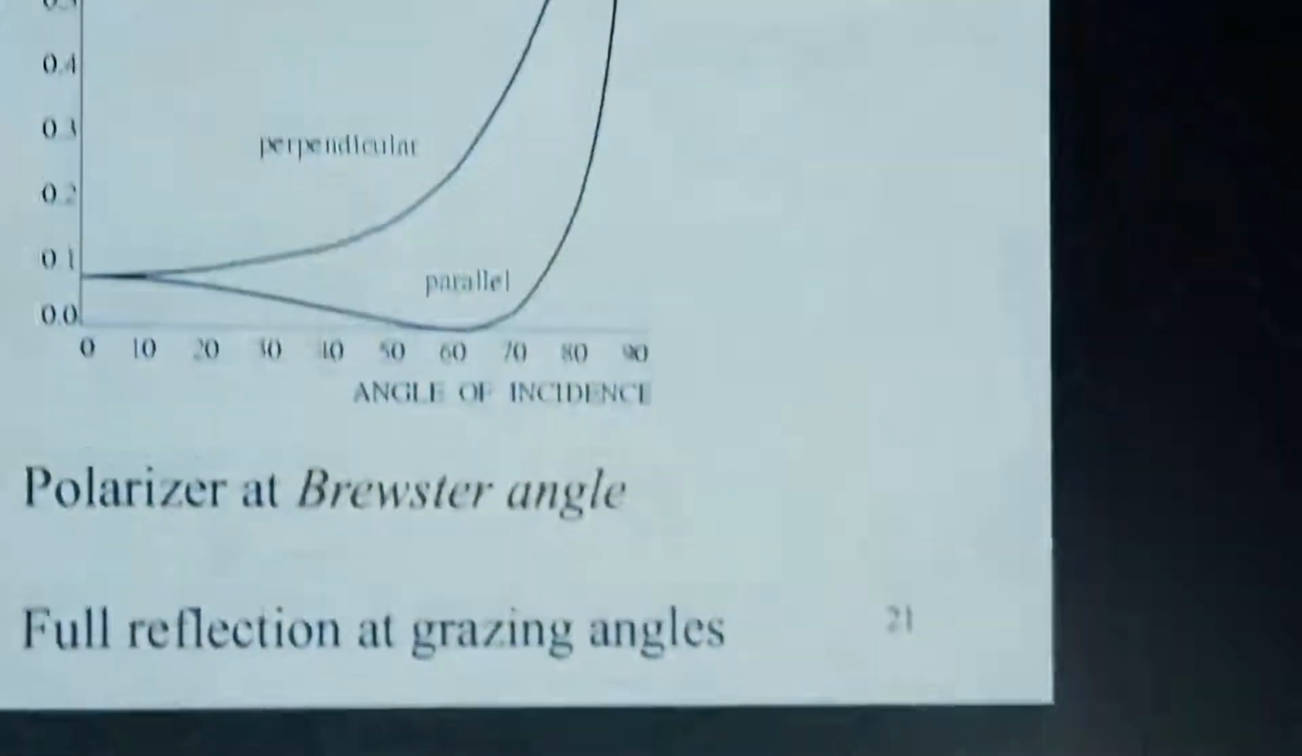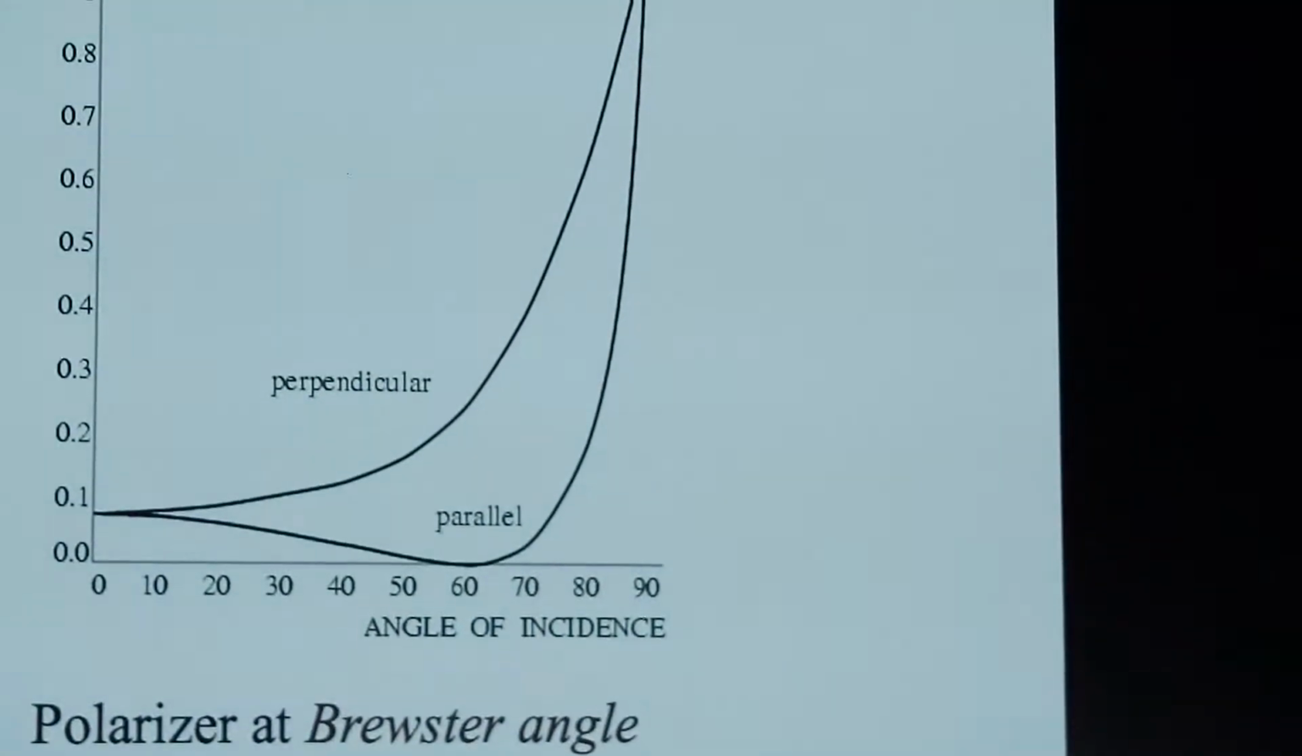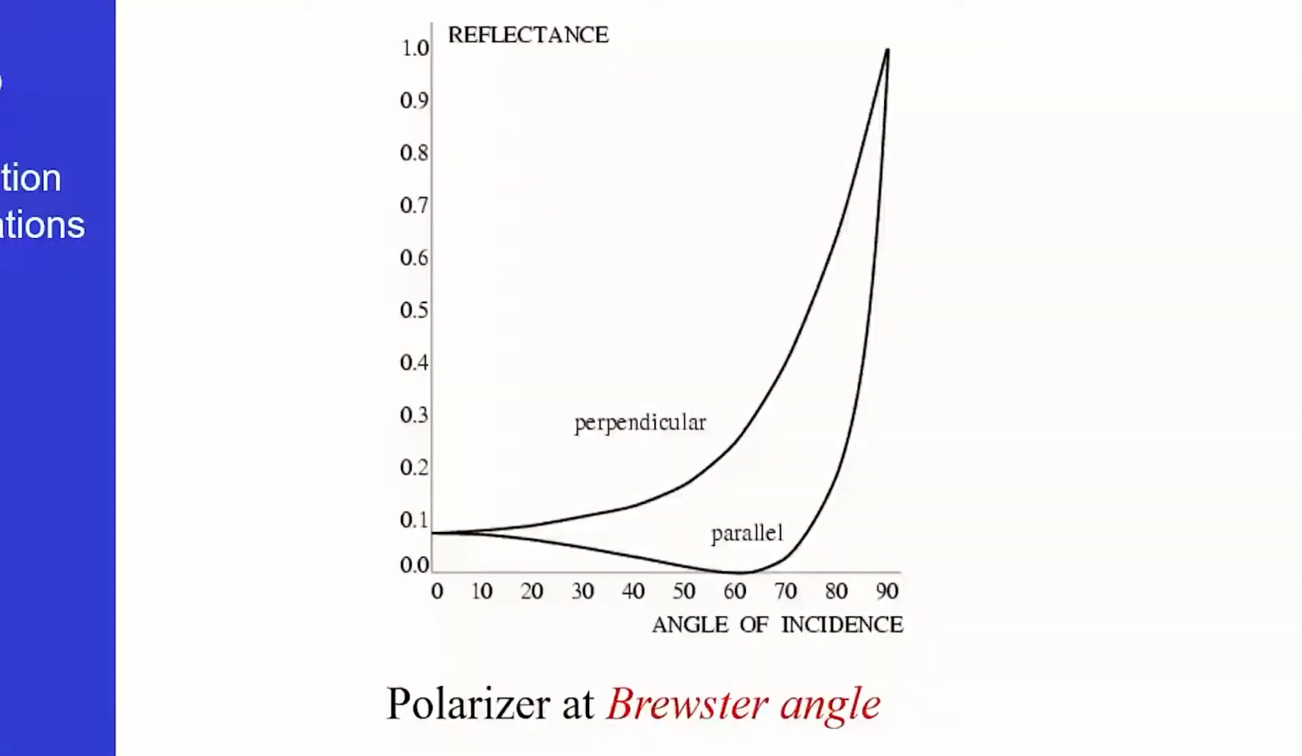But then also in between, around 60 degrees of incidence, so a bit like that, that's about 60 degrees compared to the normal, you have also an interesting effect, because there the parallel component will die off. It's not getting reflected at all. No reflection.